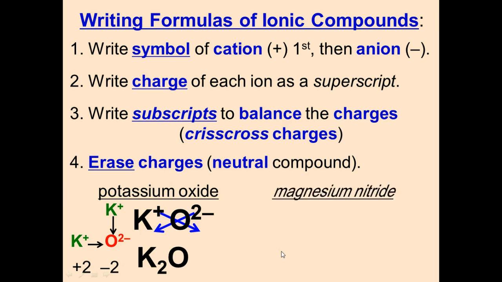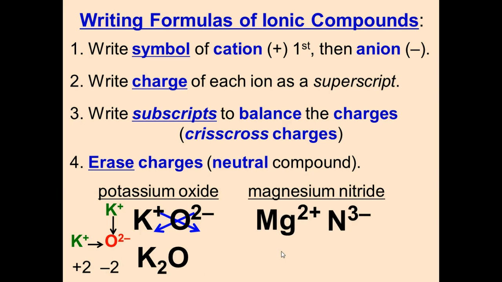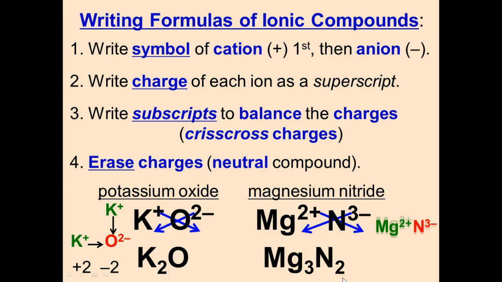And let's do another example, magnesium nitride. We have the two symbols, then we write the charges. We crisscross the charges, so we have Mg3 and N2. And we just erase the charges, and we get this.